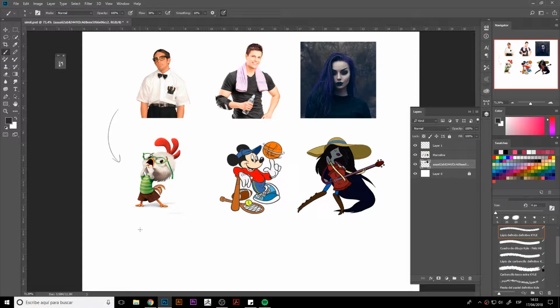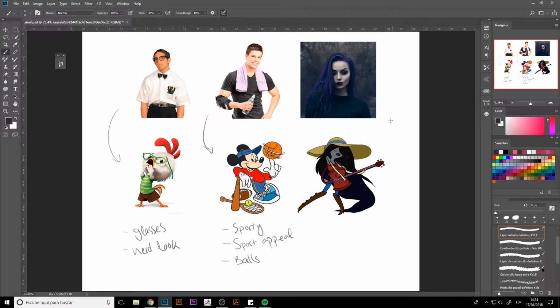In this case, we are going to use some references from people and some references from animation. As you can see, there are some features that are present in the pictures that are represented later in fictional characters. For example, the first one is usually associated with nerds, the second one with sporty people, and the third one with goths. Some of the features that you can see here are shared with the characters below.